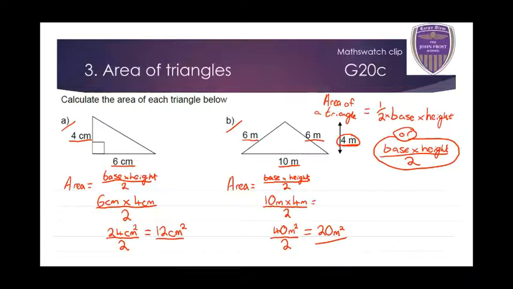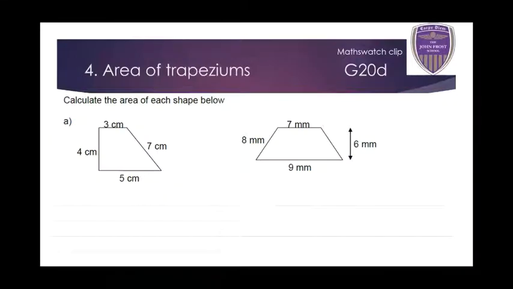Let's have a look at the next topic. So now we're going to look at the area of a trapezium. Now this formula is a bit of a mouthful, so hopefully you remember it. So the area of a trapezium, the actual formula is just a half times (a plus b) times height. So well done if you remember it's half (a plus b) times height.